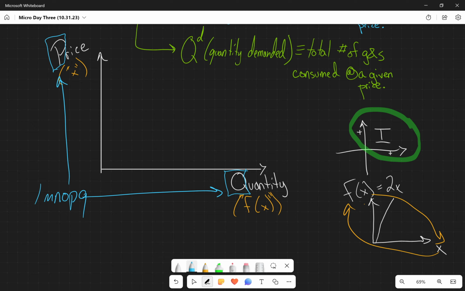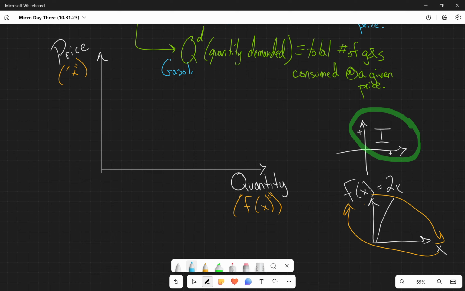All right, cool. Now, how are we actually going to graph our demand curve? We're going to graph our demand curve by essentially looking at different combinations, different bundles that people will consume, right? And so we're going to use gasoline as an example here. And if the price of gasoline shot up to $6.60 or something like that, right? Then there probably wouldn't be that many millions of gasoline consumed at that price, right?